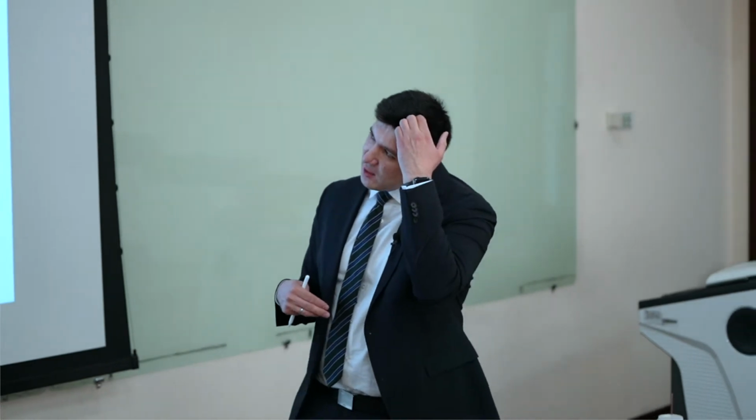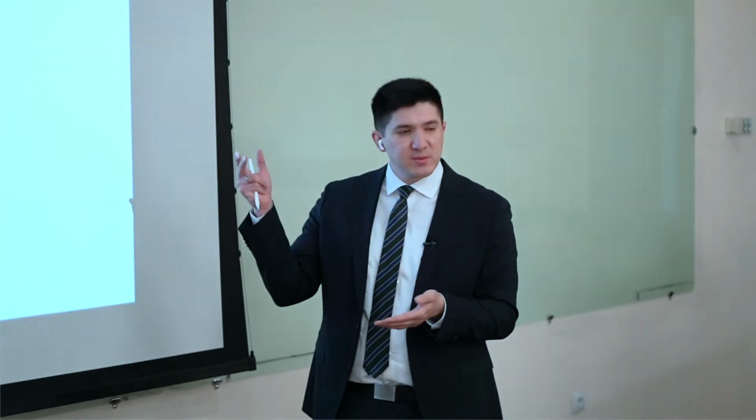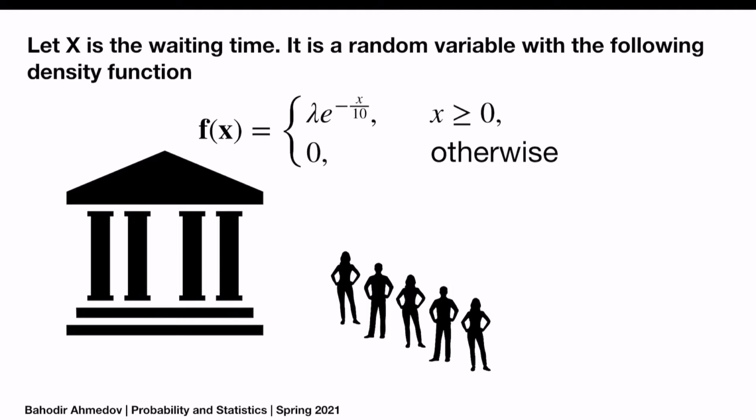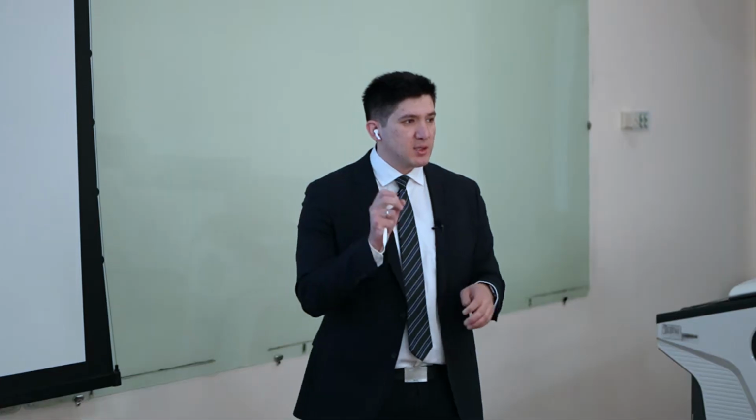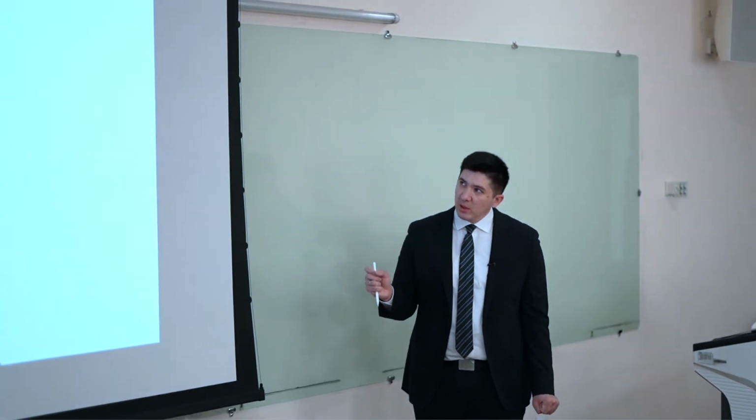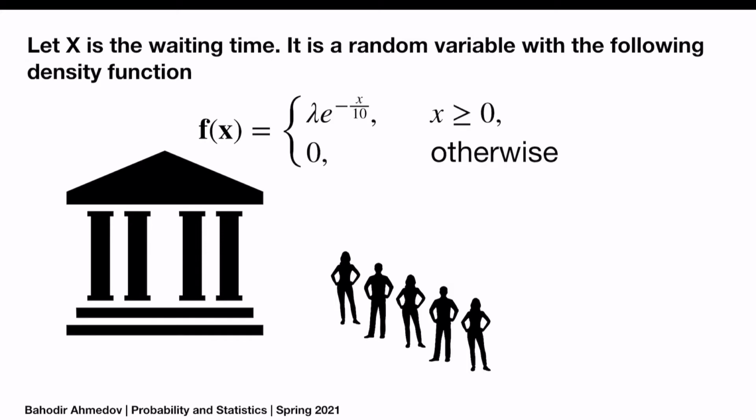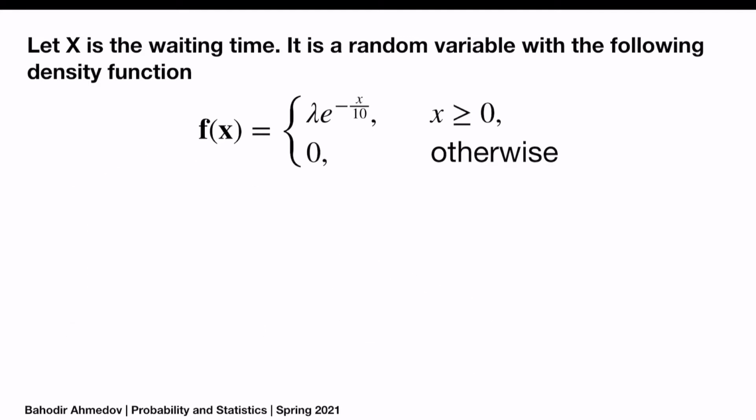Okay? And it has a density function, which is given by this function. This is kind of a difficult function. We're going to use this function now in order to evaluate the probabilities. Let's assume that the waiting time for the second client is the random variable, and its density function is given like this. Where lambda is some parameter, we first have to find what lambda is, and then we are going to evaluate the probabilities.